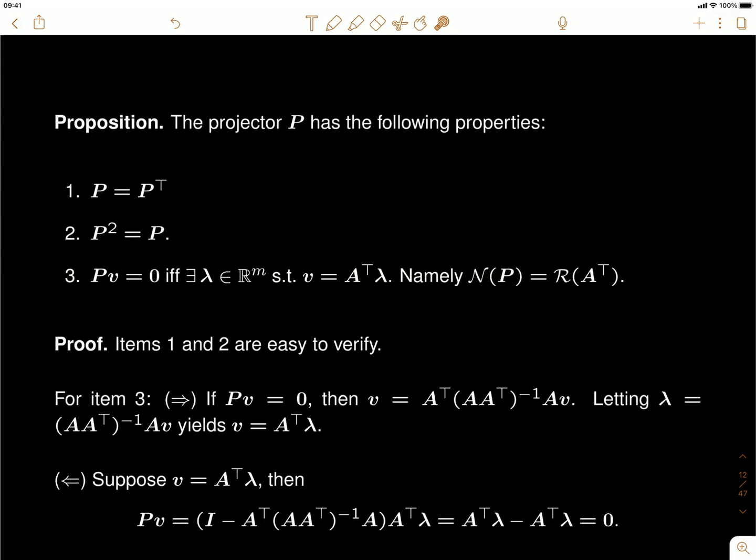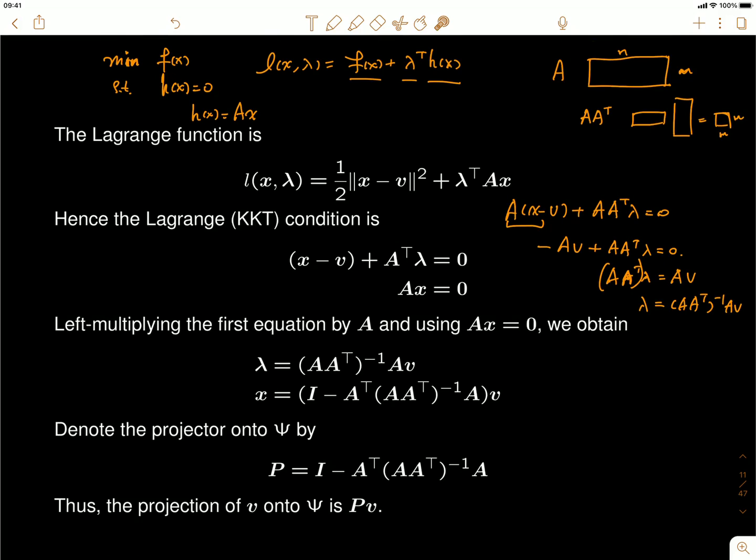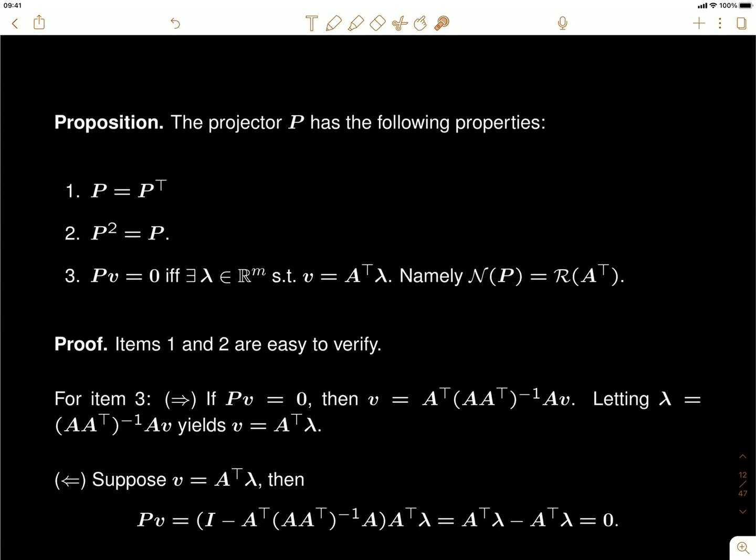Okay, and it's very easy to verify that this matrix P right here has a few properties. The first property is that it's symmetric. Okay, it's pretty easy to see that. Suppose we write this P. The P is this. Okay, and this is a symmetric matrix. It's pretty easy to see. Just take the transpose on both sides, and then you get back to the original matrix right here. Okay, it's symmetric. You can try that by yourself.